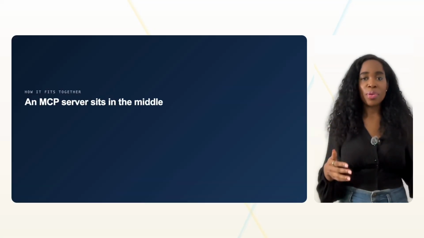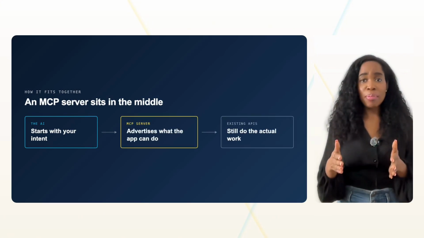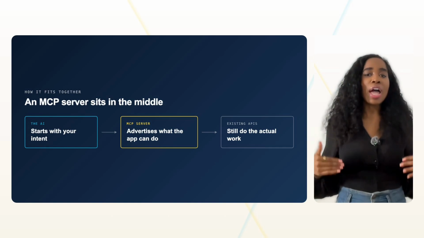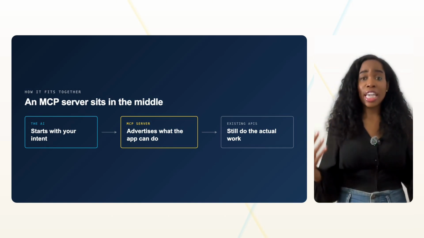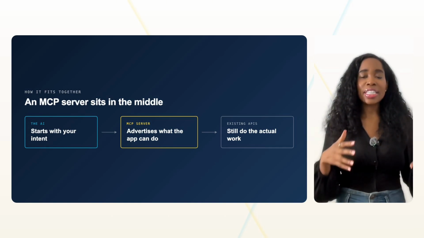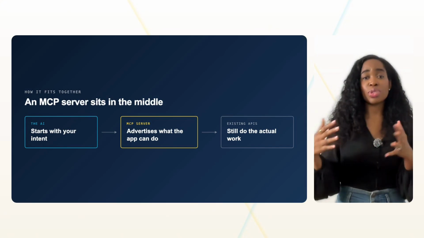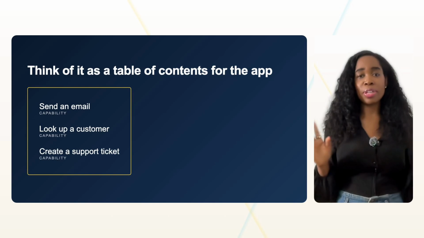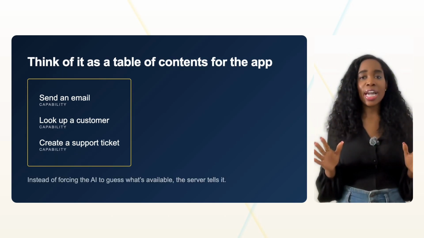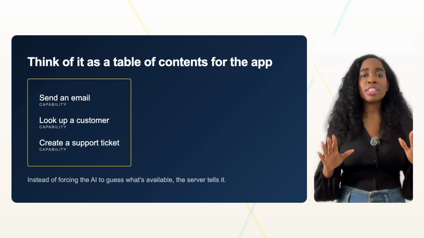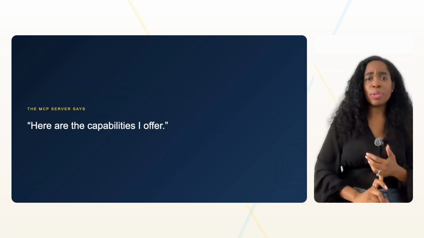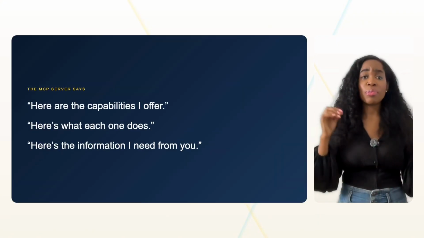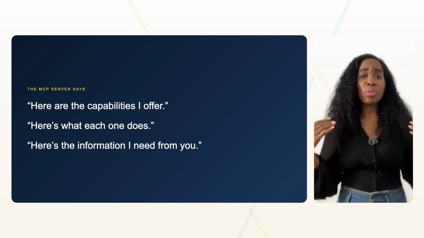An MCP server acts as a middleman between an AI model and an application or service. So its job is literally to advertise what the application is capable of doing, and it does that in a standardized format that the AI can understand. And I want you to think of it like a table of contents for the application. So instead of forcing the AI to guess what's available, the MCP server tells it. It's like, here are the capabilities I offer, here's what each capability does, here's the information I need from you, and here's what I will then return.